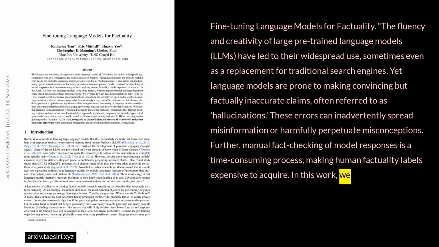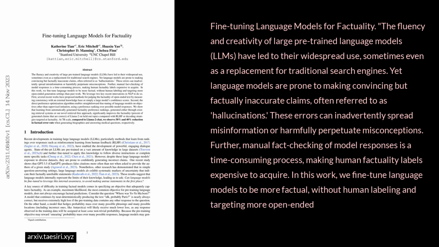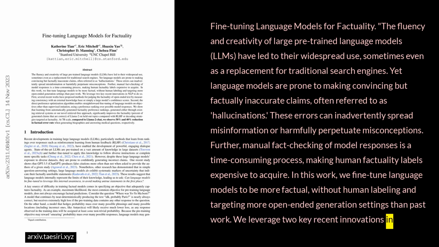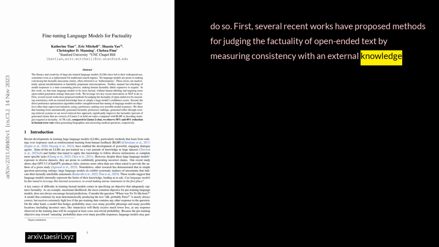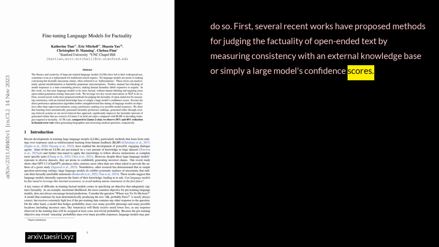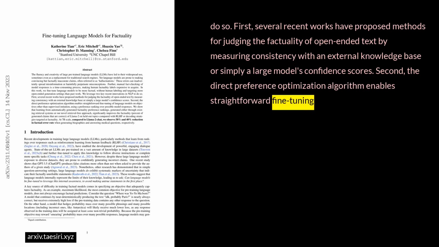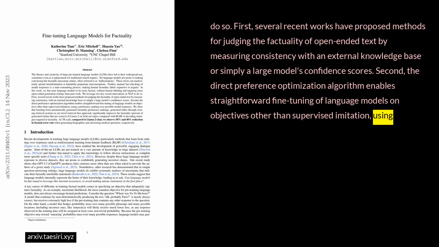In this work, we fine-tune language models to be more factual, without human labeling and targeting more open-ended generation settings than past work. We leverage two key recent innovations in NLP to do so. First, several recent works have proposed methods for judging the factuality of open-ended text by measuring consistency with an external knowledge base or simply a large model's confidence scores. Second, the direct preference optimization algorithm enables straightforward fine-tuning of language models on objectives other than supervised imitation, using a preference ranking over possible model responses.